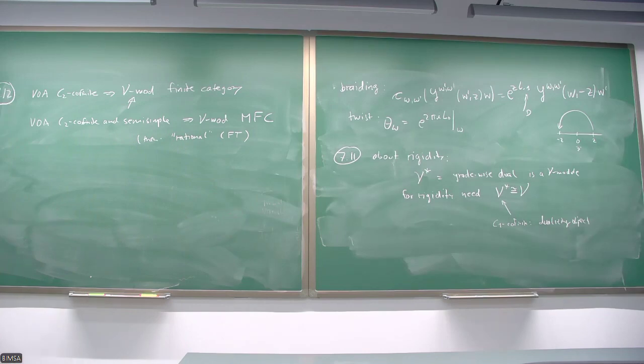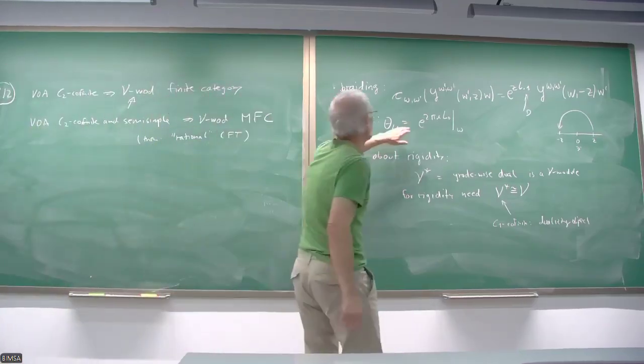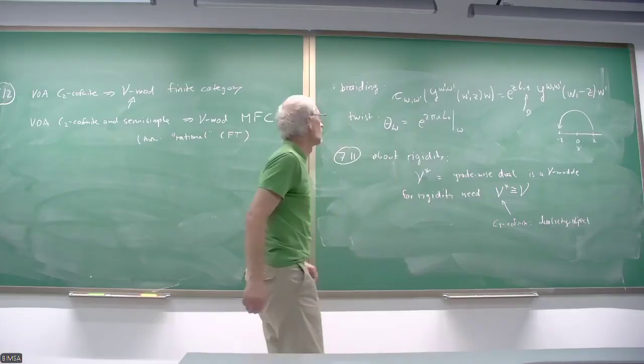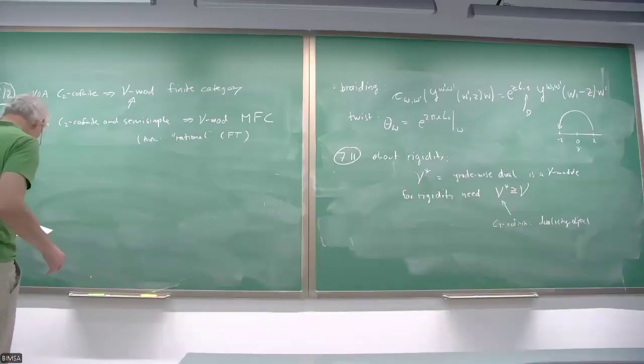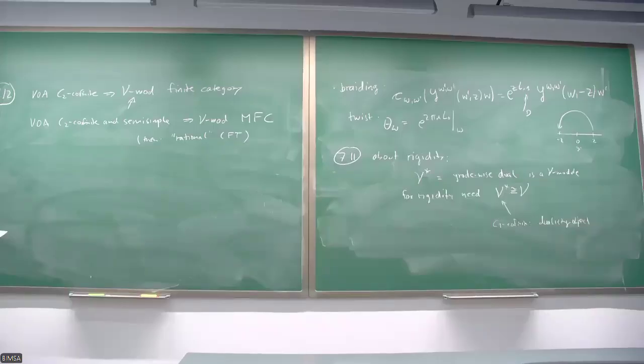And the origin of the term rational is a certain data, like the logarithm of the twist eigenvalues are rational numbers, but actually that holds also beyond rational conformal field theory, so it's not a very good term. And all I want to say in generality about modules.